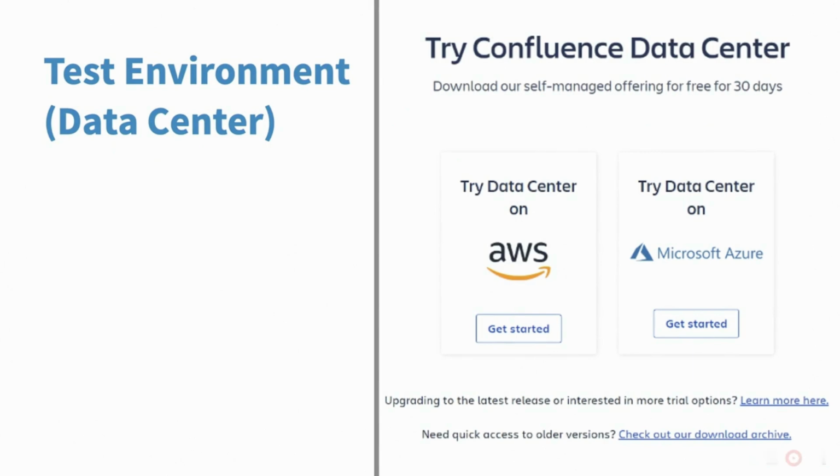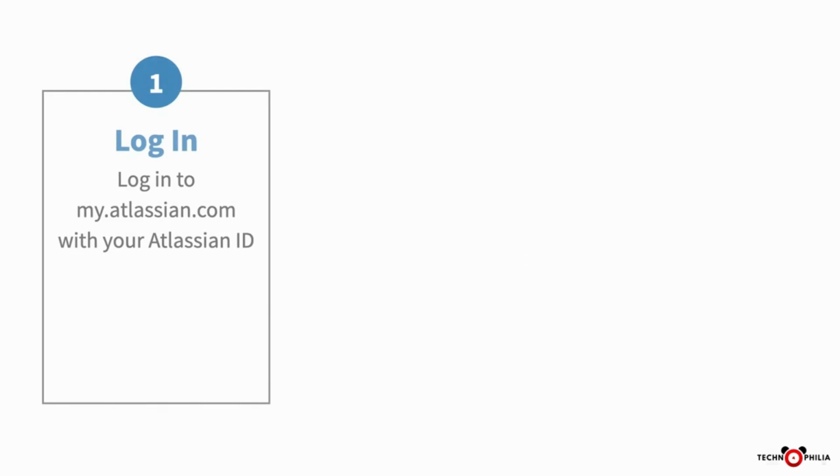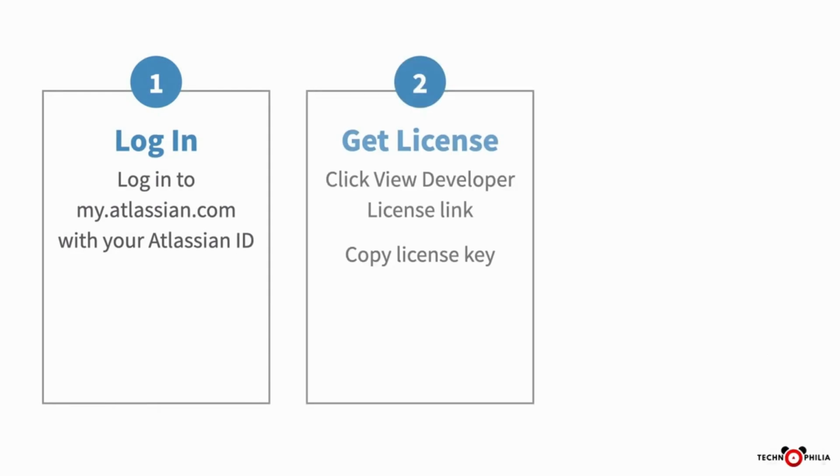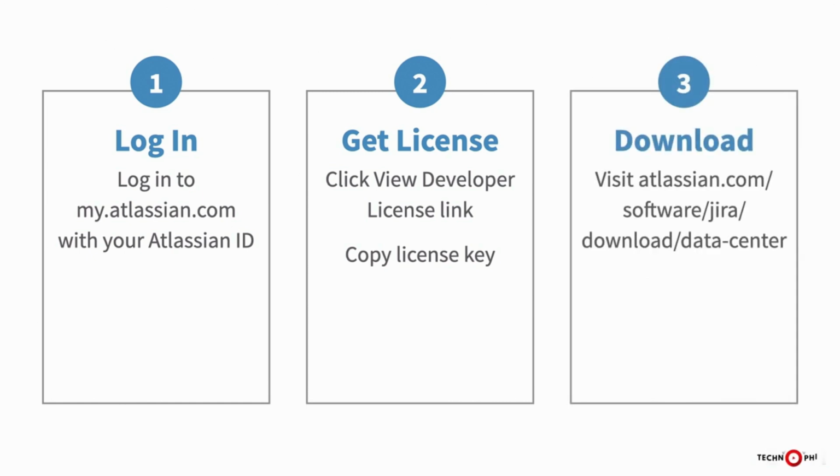Here's the general setup process for Data Center. First, have your technical contact log into my.atlassian.com. Find Jira in the product list and a link named View Developer License. Then copy the dev license key. Now you won't see this link if you have a starter, community, or open license. Then visit the URL shown to use the platform installation guides or download an installer from Atlassian's archives. You can install Jira on an on-prem server, in Cloud Data Center, or on your local machine.